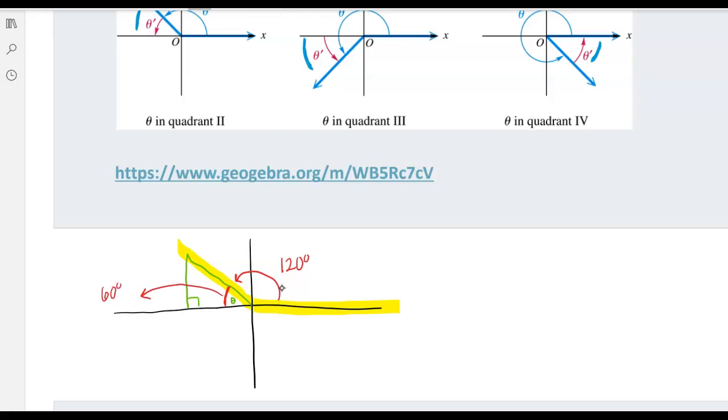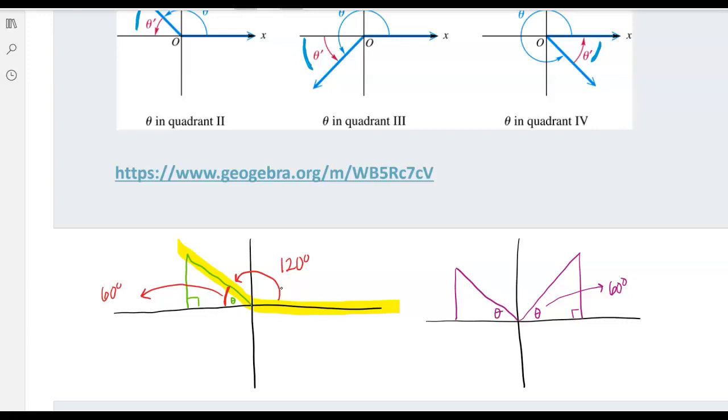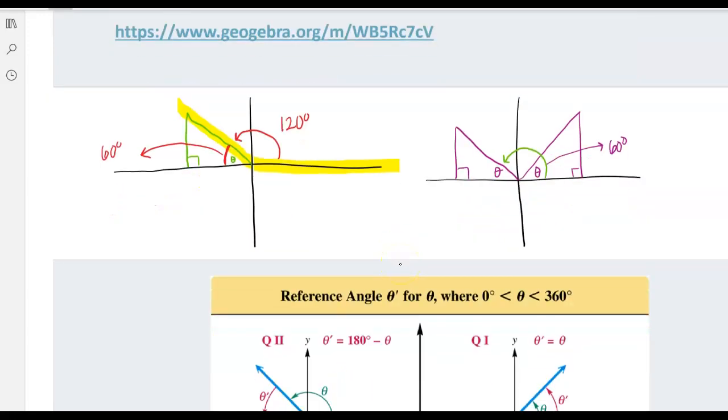And the reason we're going to consider that is because if we know, as we do, what the sine and the cosine and the tangent of 60 degrees are, then we can use that to figure out what the sine and the cosine and the tangent of 120 degrees are, because these two triangles that I've drawn should be identical. They're just in different places, right? One's in the first quadrant, one's in the second quadrant.